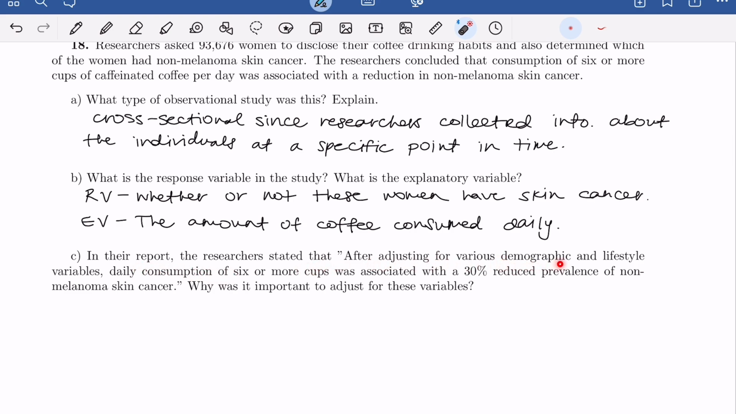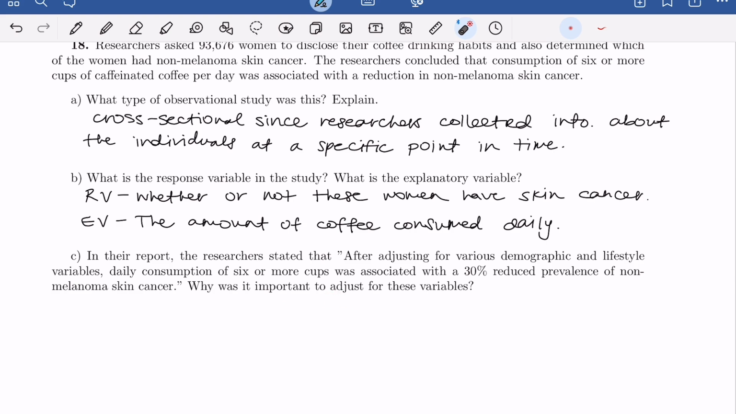All right, and then in part C here, we're told that in the report, the researchers stated that after adjusting for various demographic and lifestyle variables, daily consumption of six or more cups was associated with a 30% reduction or reduced prevalence of non-melanoma skin cancer. So we're asked, why is it important to adjust for these variables?